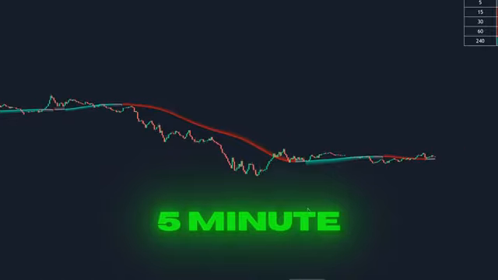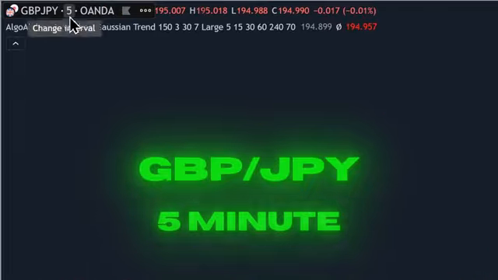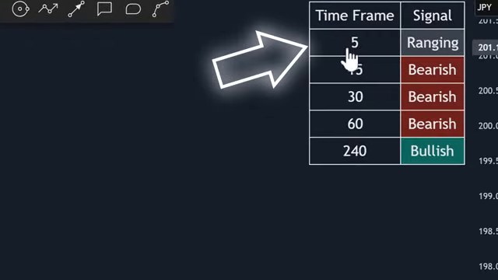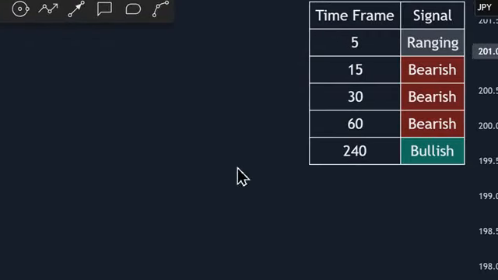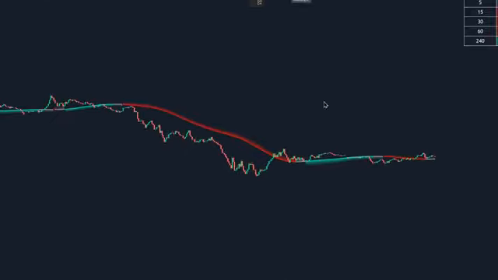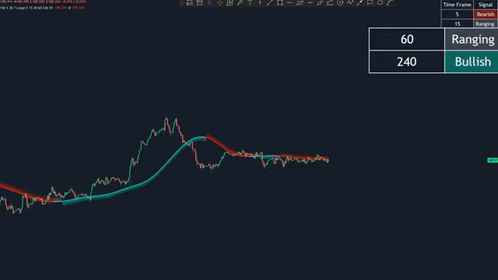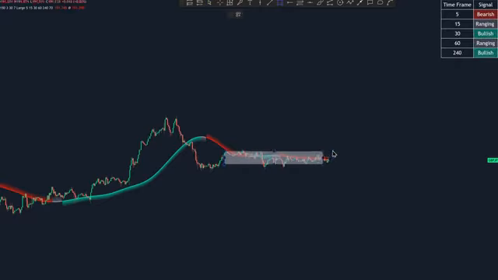This is the 5-minute time frame of GBP/JPY. If we look at the indicator table for this time frame, you can see it says that the market is ranging. Looking at the chart, you can see it's indeed ranging as indicated. Here was another scenario. The indicator indicates that on the 1-hour time frame of GBP/JPY, the market is ranging. Looking at the chart, you can see it was indeed ranging.